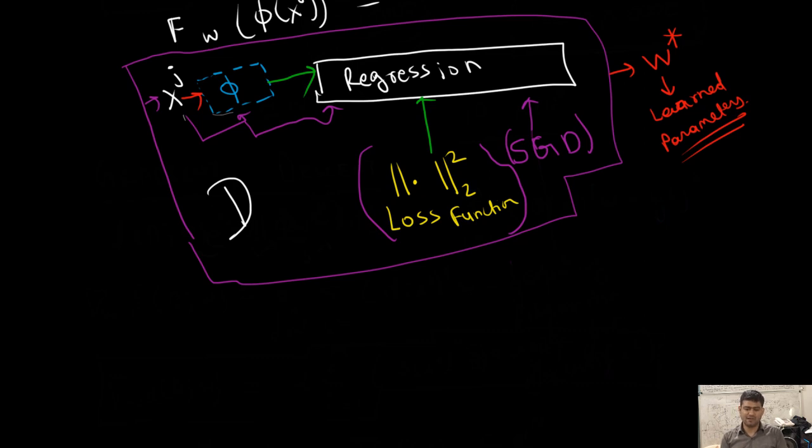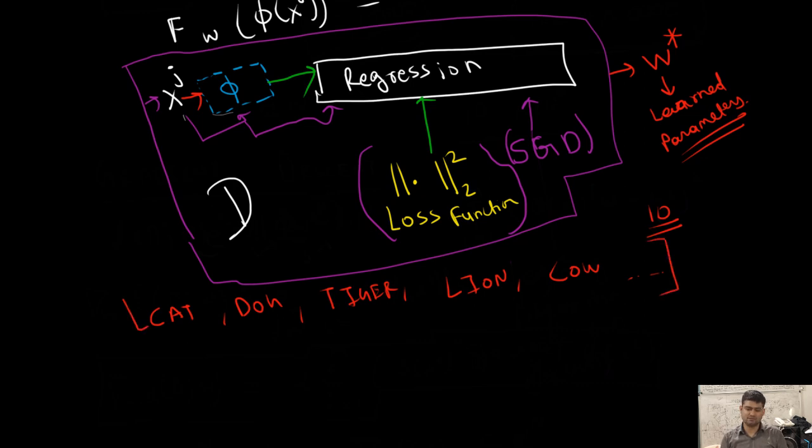So in deep learning, let's suppose we have a data set where you have a cat, a dog, a tiger, a lion, a cow, and so on. Let's suppose you have 10 different animals in images. And now we are passing you perhaps 1 million images for you to train your algorithm on that data set. Now, let's suppose you train your algorithm using regression.